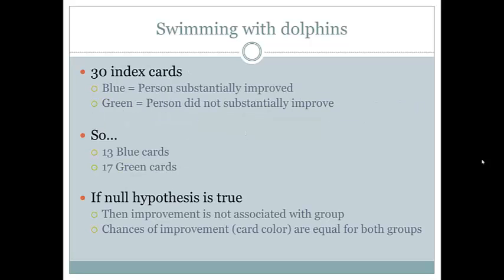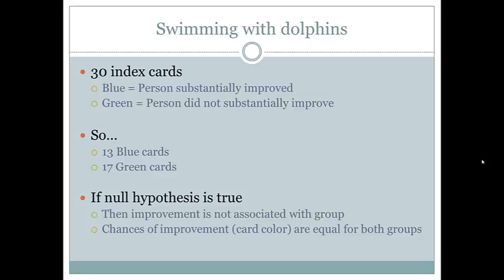To do the simulation, you can take 30 index cards. What we'll do is we'll have some of those index cards be blue to represent people who substantially improved on their depression symptoms, and some of the index cards green to indicate that a person did not substantially improve on their depression symptoms. So we're left with our 13 blue cards and 17 green cards.